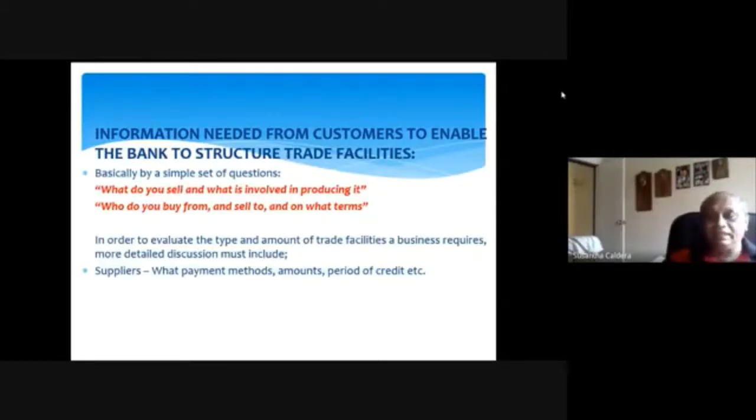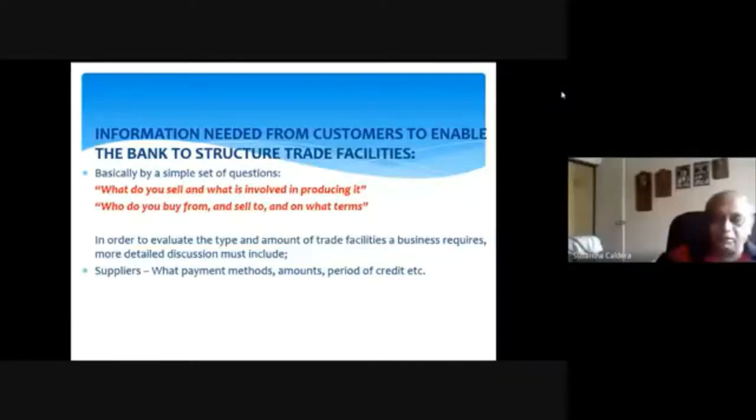How far in advance do they do it? Those are the questions we ask. Otherwise, a man comes to get a facility, and as soon as he sits down, how much does he want? 50 million. You can't just say you'll give 50 million, right? What payment method are you importing? Are you importing on DA terms or under LCs, usance LC? What are the amounts, right? Period of credit, etc. You're getting 30 days DA, 60 days DA, period of credit, supply credit.